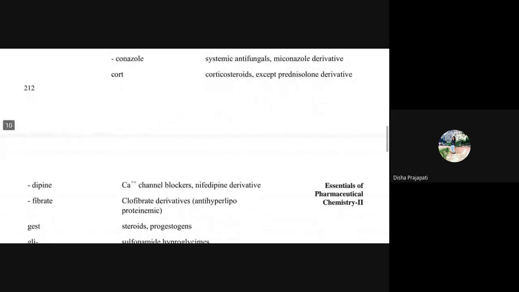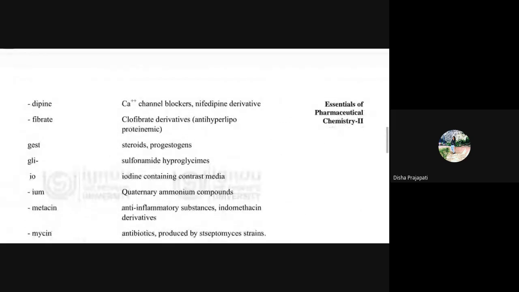Cillin is antibiotics, derivatives of 6-aminopenicillanic acid. Conazole is systemic antifungals, miconazole derivatives. Cort is corticosteroids except prednisolone derivatives. Dipine is calcium channel blockers. Fibrate is clofibrate derivatives. Gest is steroids or progestogens.